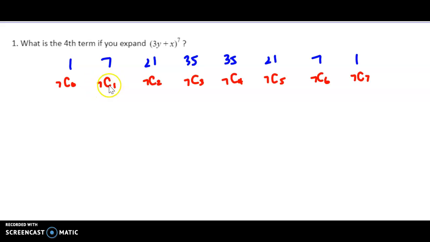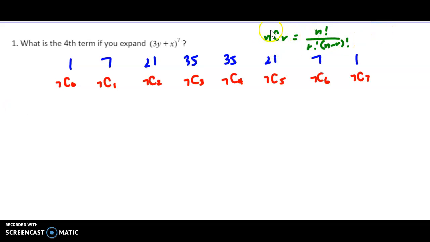This is 7 choose 1, right? When you work out the formula or use your calculator, you would get 7. 7 choose 2 is 21, etc., etc. And so what we're going to focus on is this, right? And just as a quick note, here's what the combination formula is, just in case.